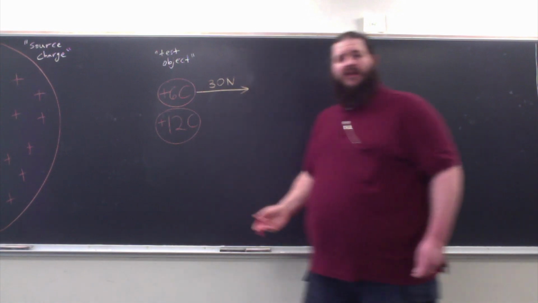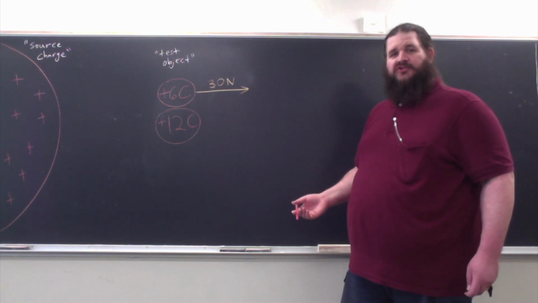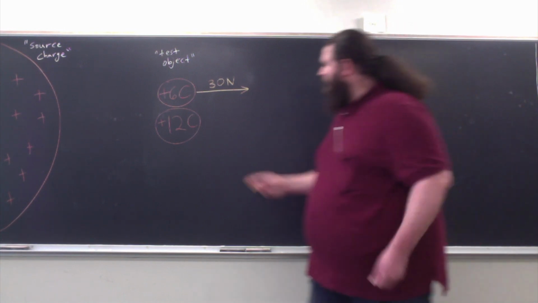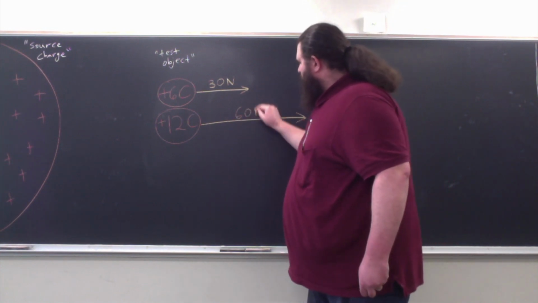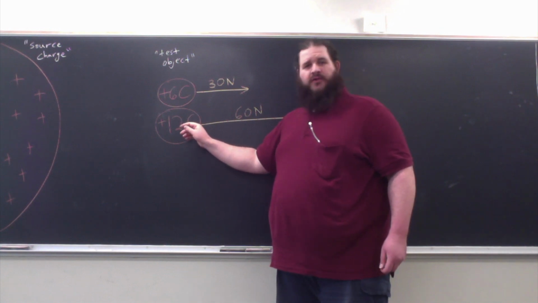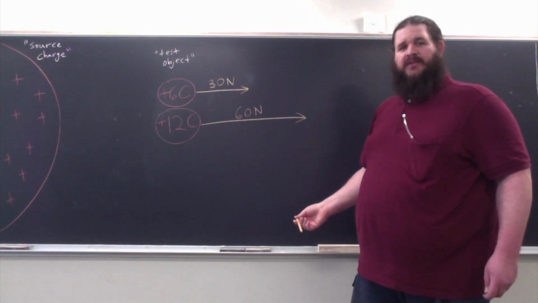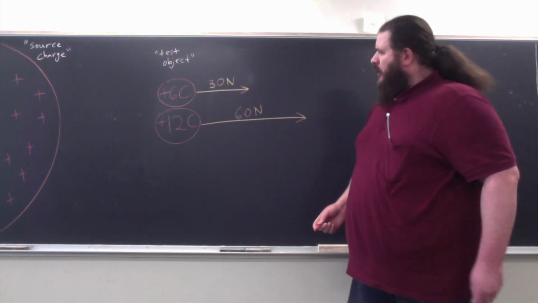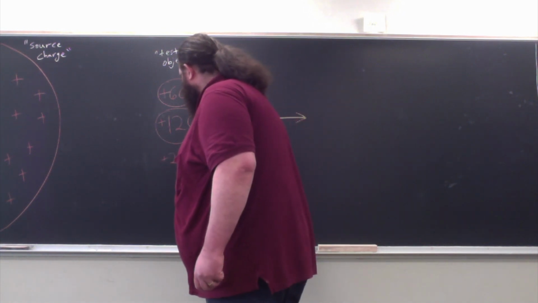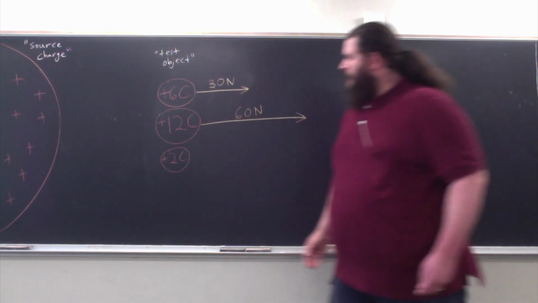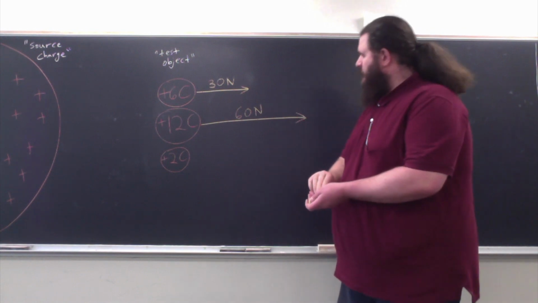A 12 coulomb charge in the exact same situation. How much force should that experience? Well, it's twice as much charge, so we should expect twice as much force. 60 newtons. Since this charge of 12 coulombs could be thought of as just 2 copies of the 6 coulomb charge bolted together, they experience 2 times as much force. Or suppose we had a 2 coulomb charge. That's 1/3 as much charge as the original, so we should expect 1/3 as much force.